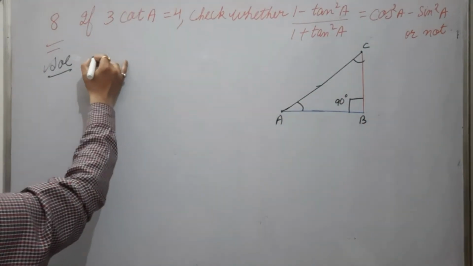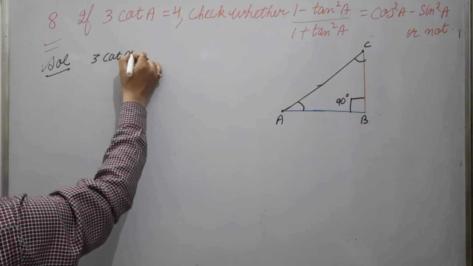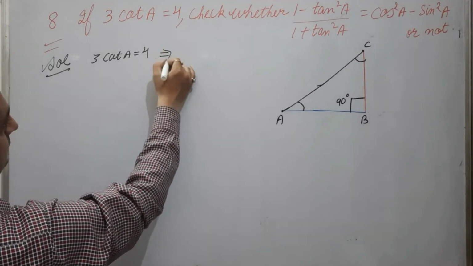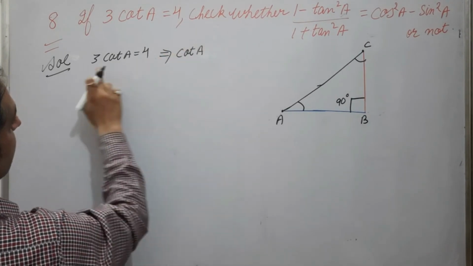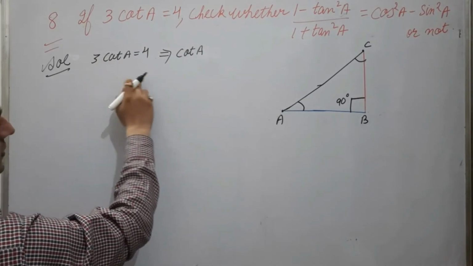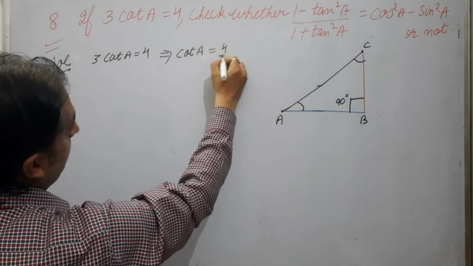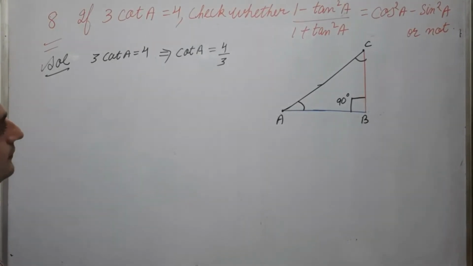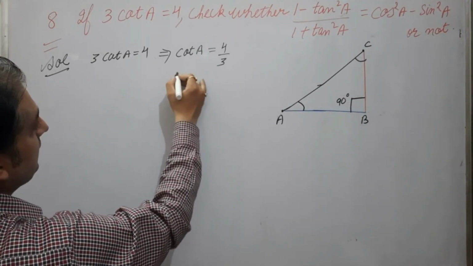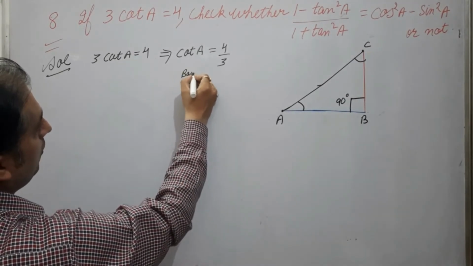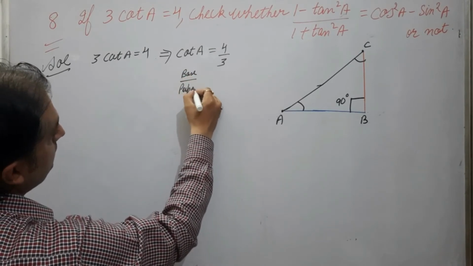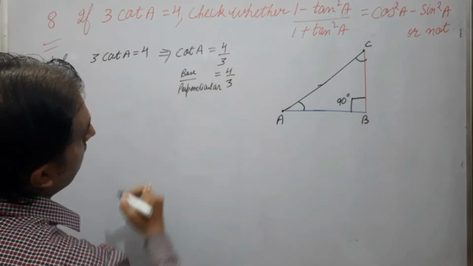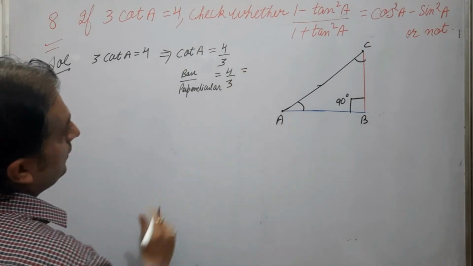So given is 3 cot A is equal to 4, right? It implies what is the value of cotangent A? 3 is multiplied by cotangent, so transpose 3 to the right hand side. It is 4 upon 3. Now it's the ratio between the lengths of the sides. So you know cotangent is base upon perpendicular, 4 by 3.